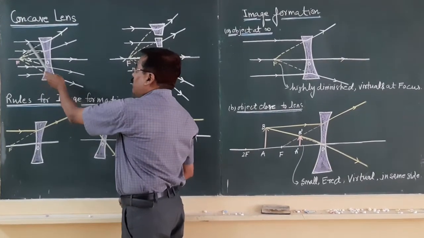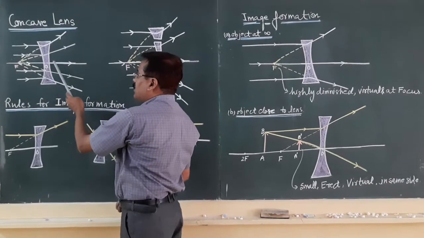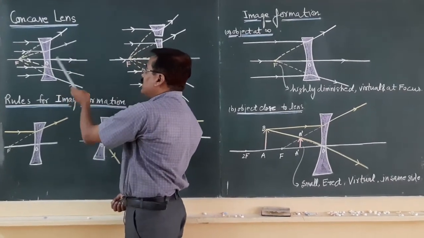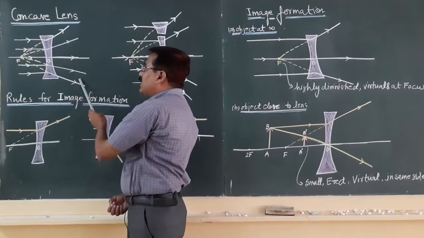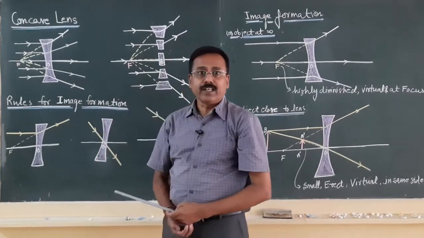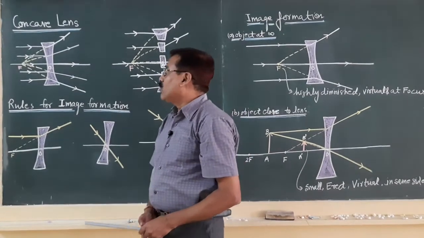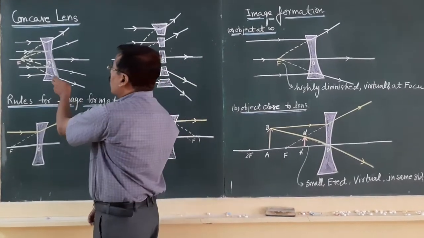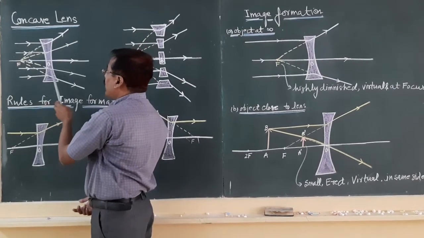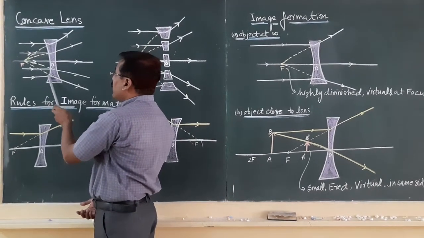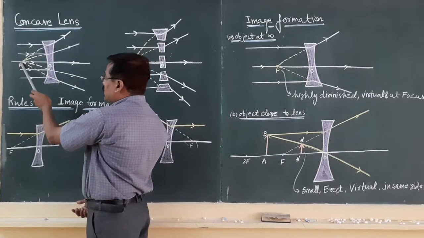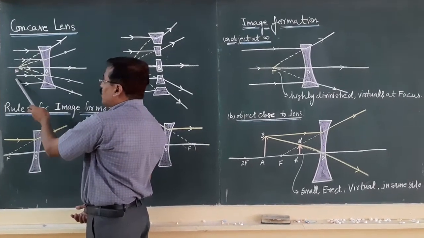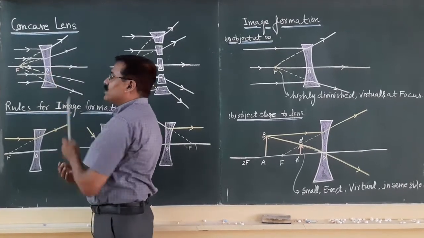So, when a parallel beam of light, parallel to the principal axis, is incident on it, it diverges. These diverging rays cannot intersect each other. So, we do not have a real focus; we have the virtual focus after extending the refracted rays in the backward direction. This is the intersection point of all the diverging rays.